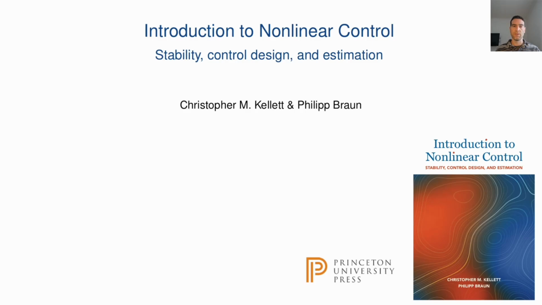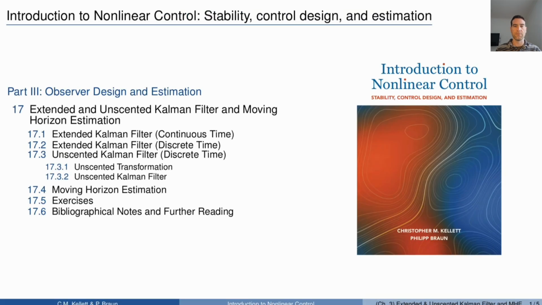Welcome to this video where we continue to talk about content in the book Introduction to Nonlinear Control. And in this video I'm going to talk about content contained in chapter 17, focusing on a derivation of the extended Kalman filter in a continuous time setting. And then briefly at the end I will also talk about a couple of extensions which can be found in detail in the book.